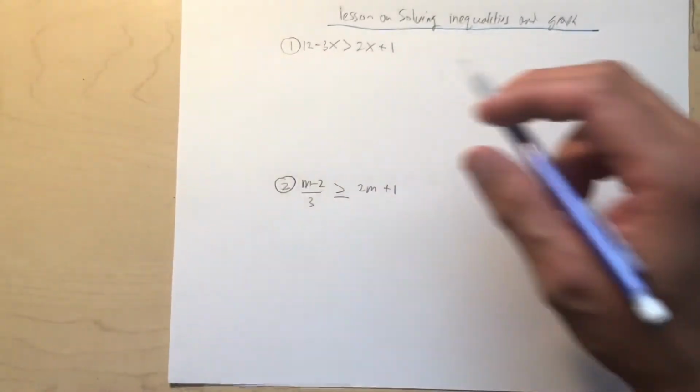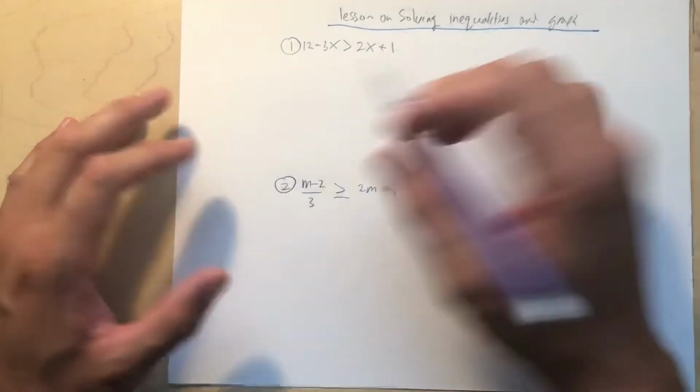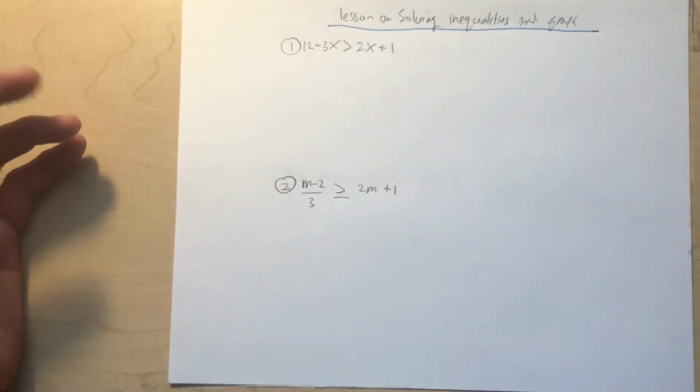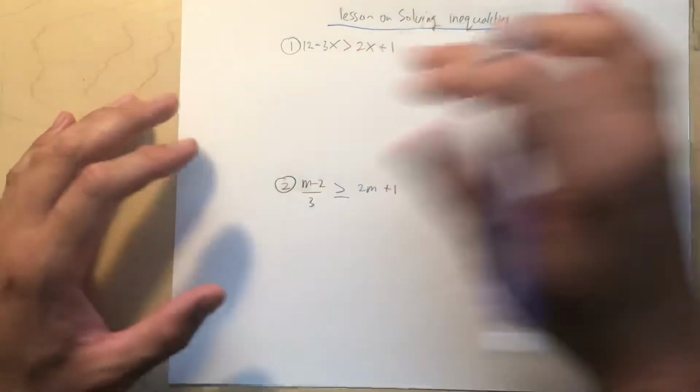All right, so now the only difference between solving inequalities and if there's an equal sign pretty much is when you divide or multiply both sides by a negative number, that is when you flip the sign. But besides that, pretty much everything's the same. All right, so let's take a look at number one.